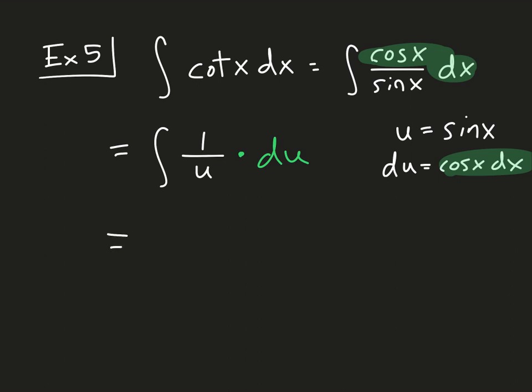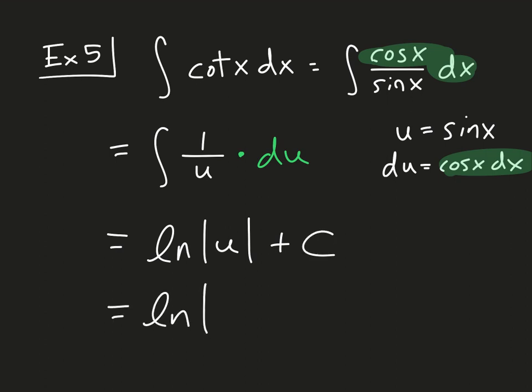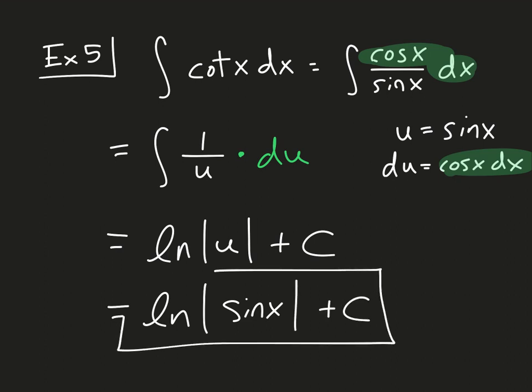The integral of 1 over u, you have to remember that's your natural log rule. So we have the natural log of the absolute value of u plus c, and then finally just plug back in for u, and that is your final answer.